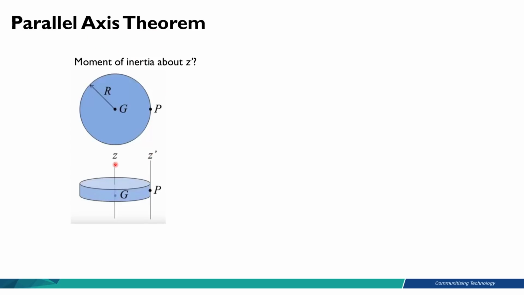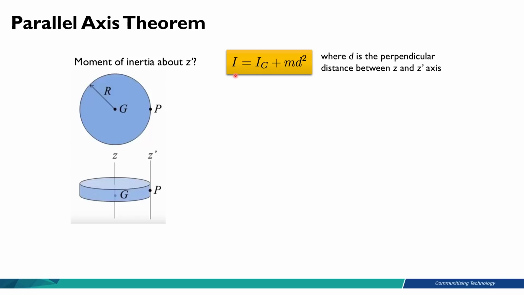So normally the mass moment of inertia is calculated about an axis passing through the center of gravity. Now if we want to calculate the mass moment of inertia about an axis passing through point P over here, which is not passing through the center of gravity, then we have to use what is known as the parallel axis theorem.